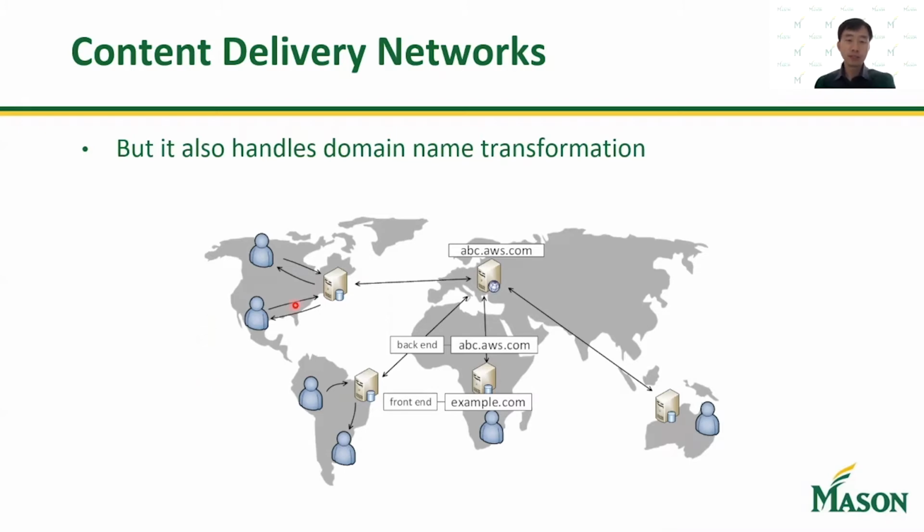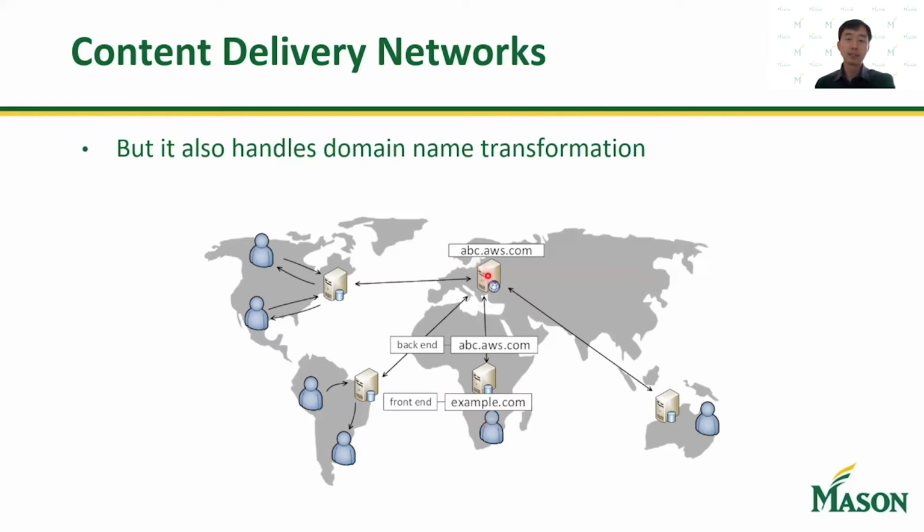Based on the previous example, here is what happens. Let's further assume this content provider runs a service on AWS, and it got a canonical domain, which is abc.aws.com. But the content provider doesn't want to advertise this domain. It doesn't want other users to visit its website using this domain. Instead, the content provider wants users to use example.com, such that when the user enters example.com, it can be directed to this website.